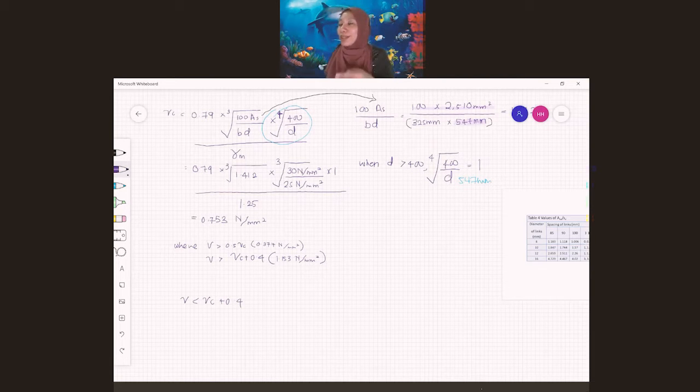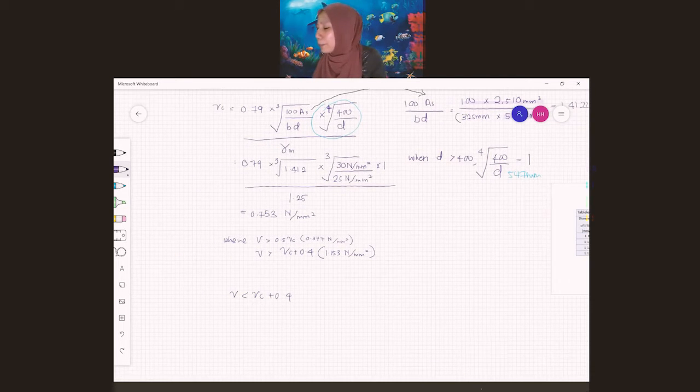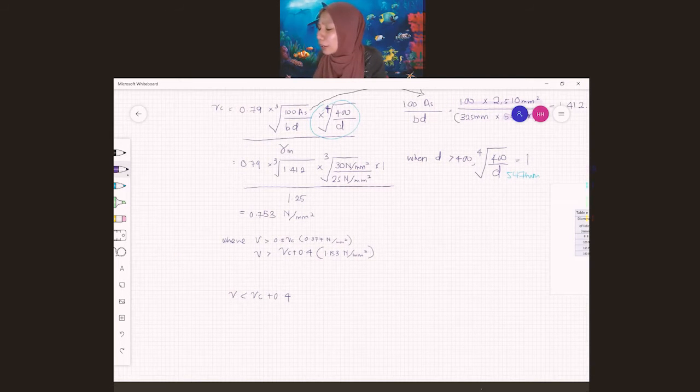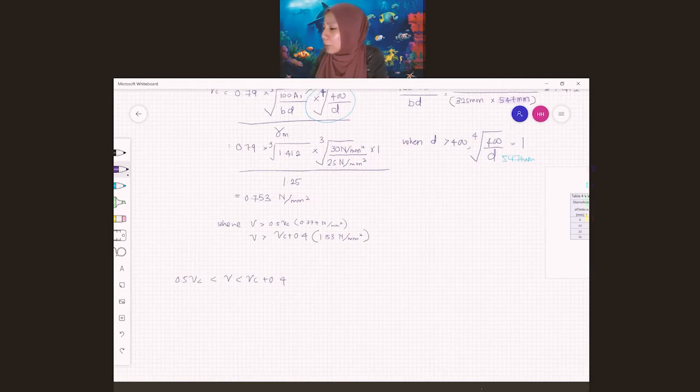Okay, sebab macam mana I nak cerita? Sebab kita kena 2 kali design. Satu nominal link, satu design link. Okay, bila dia less than 0.4 dia adalah nominal link. Bila dia bigger than VC plus 0.4 dia adalah design link. So kita kira untuk less than VC plus 0.4. Okay, so VC is bigger than 0.5 VC. But V is less than VC plus 0.4. So first kita kira for this one first. Okay, this one adalah untuk nominal link.